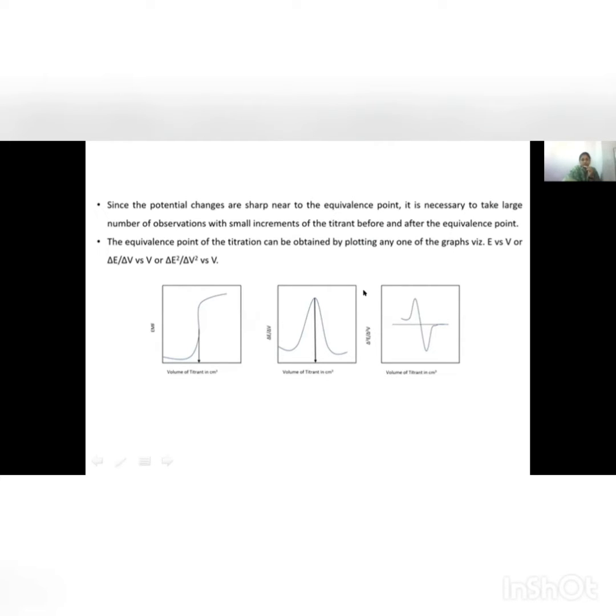So this is about the potentiometric titrations. And after that, the quinhydron electrode. The quinhydron electrode can be obtained from the quinone. On reduction, quinone can be reduced to form a hydroquinone.